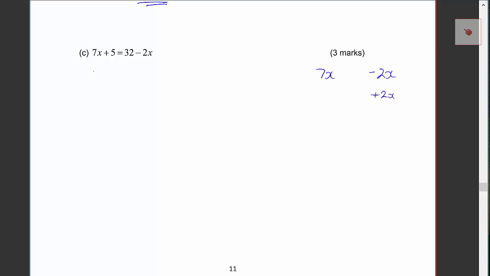If I add 2x's to 7x's, I've got 9x's. I've still got the plus 5 here. But if I add 2x's over here, the x's will disappear because I've got negative 2x, add 2x, that's no x's. So I've still got the 32. Now I can subtract 5 from both sides. 9x is 27. And then I can divide both sides by 9. X equals 3.